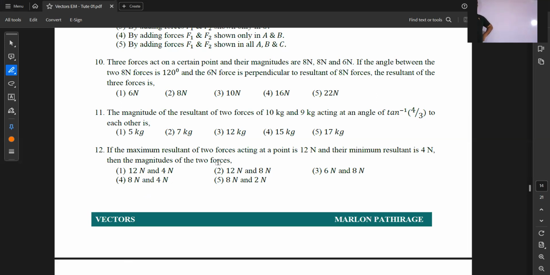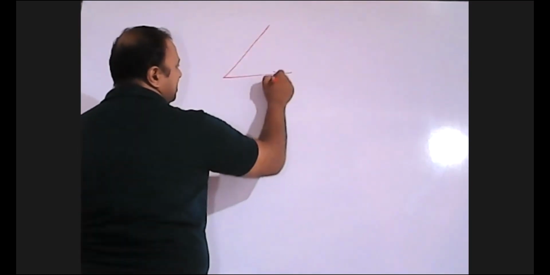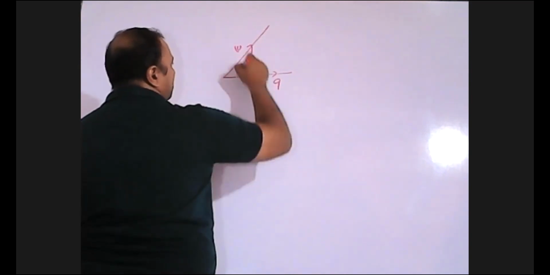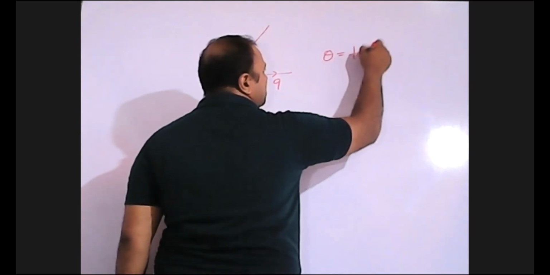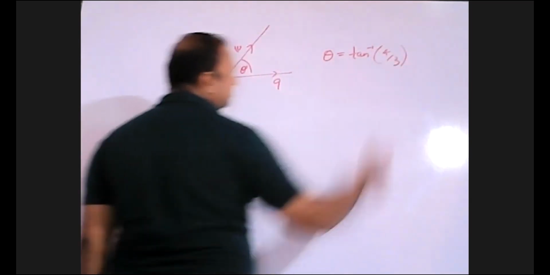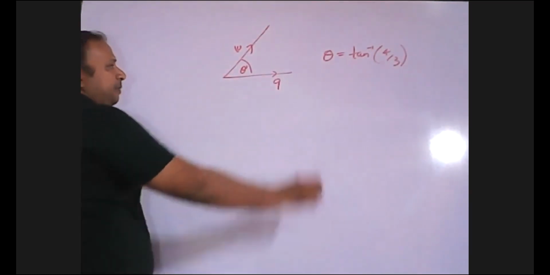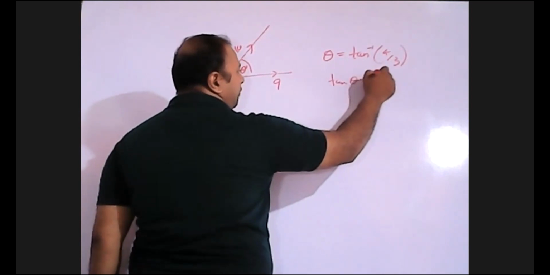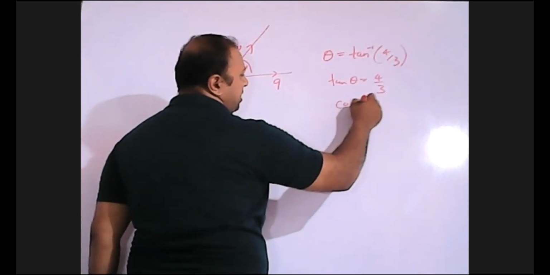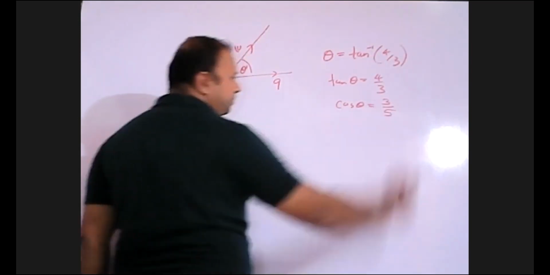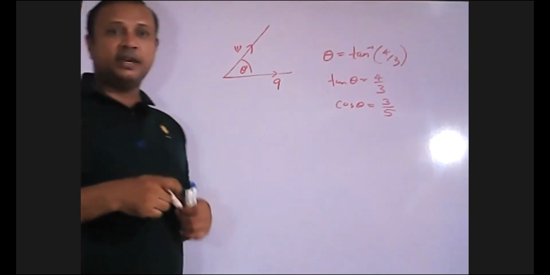Now there are two forces, 10 and 9, and the angle theta is equal to tan inverse 4 over 3. That means tan theta is equal to 4 over 3. If tan theta is equal to 4 over 3, then cos theta should be equal to 3 over 5. How to calculate that?